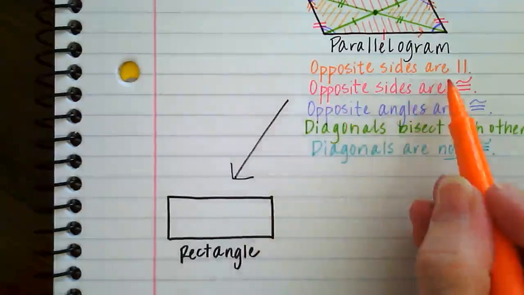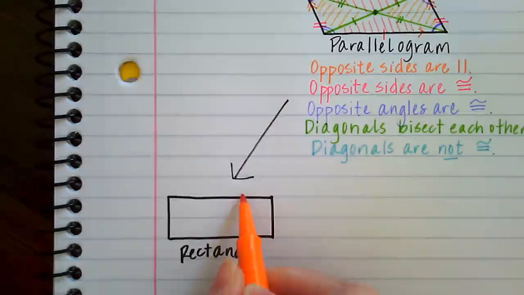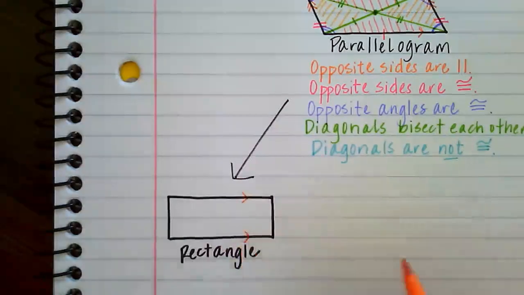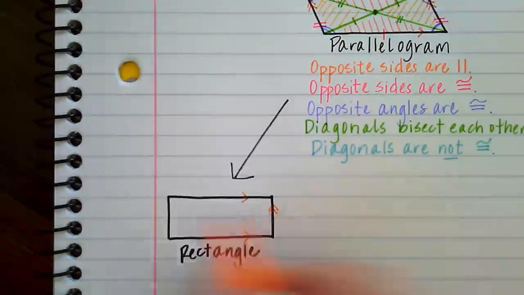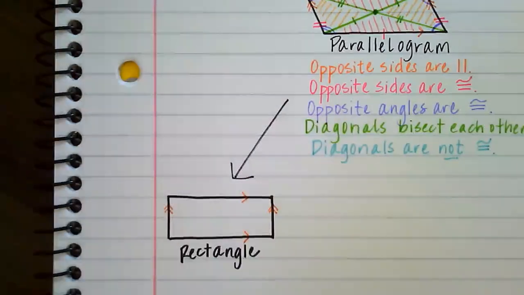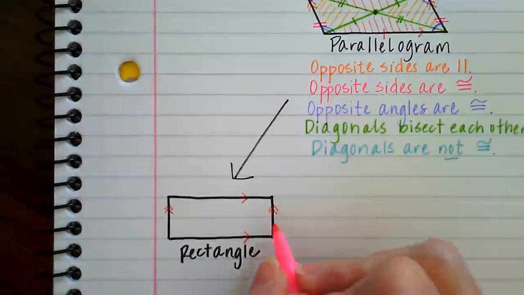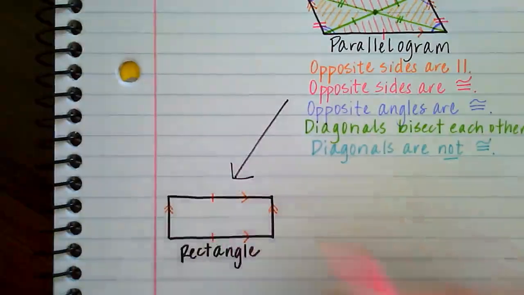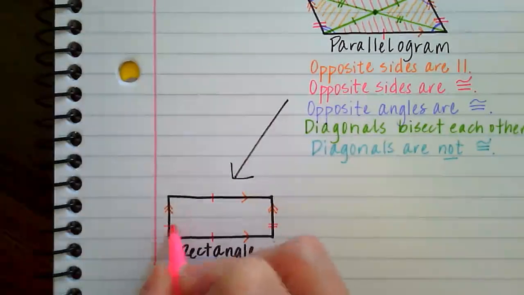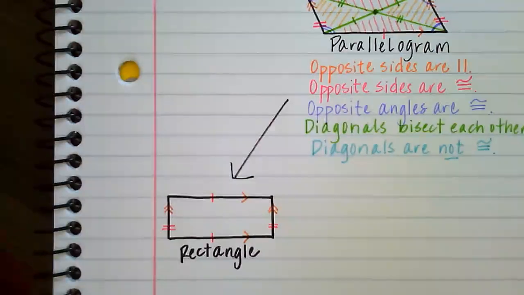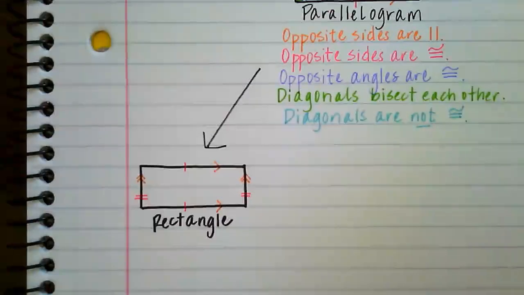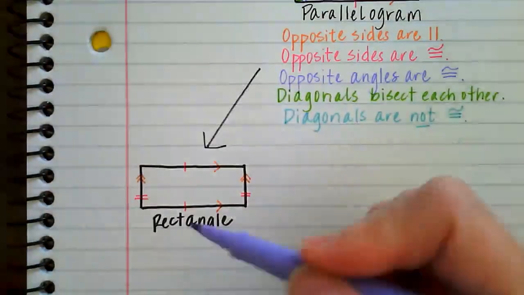So the opposite sides are parallel. That is still true on our rectangle, and these sides are parallel right there. The opposite sides of the rectangle are congruent. So this side is congruent to that one. This side is congruent to that one. Here's something that is the same, but an additional characteristic. The opposite angles are congruent, and that's true.